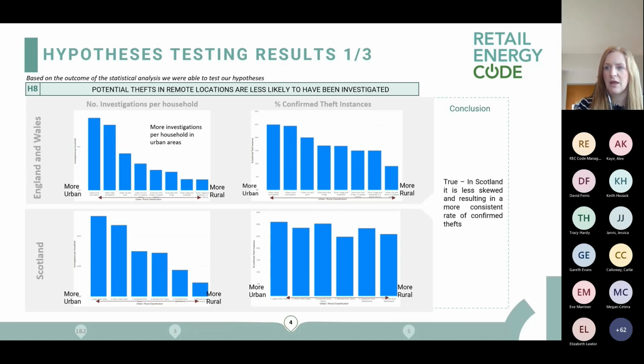And here we're showing that for the investigations, there are more investigations in urban areas than there are in rural areas. So the top left chart there, the proportion of confirmed thefts is not quite as skewed. It's a bit more even, slightly skewed in England and Wales, but actually in Scotland, despite the fact you're doing a lot more investigations in urban areas than rural areas, you're getting a similar proportion of confirmed thefts in these cases.